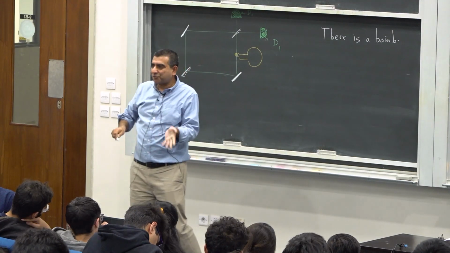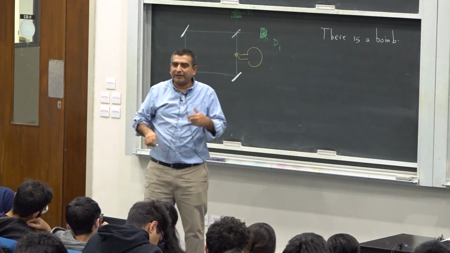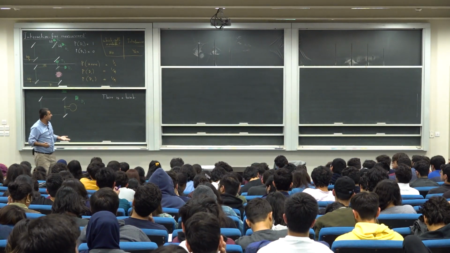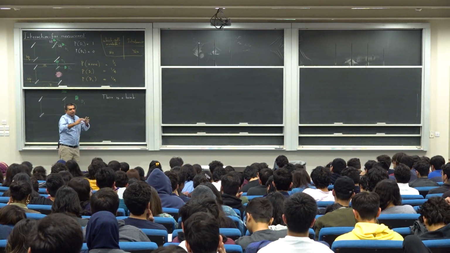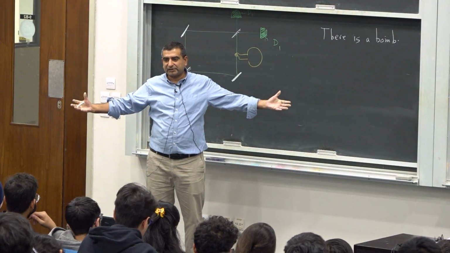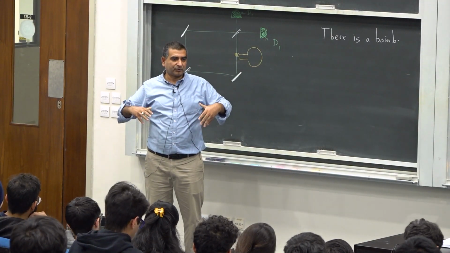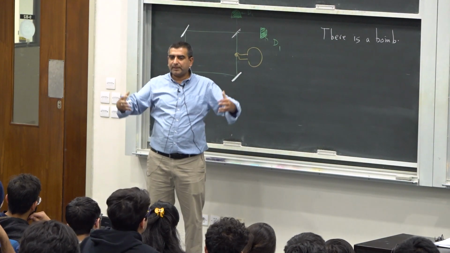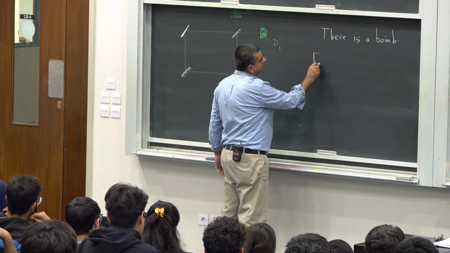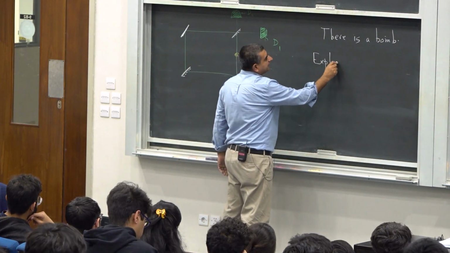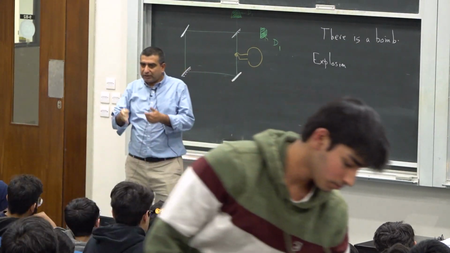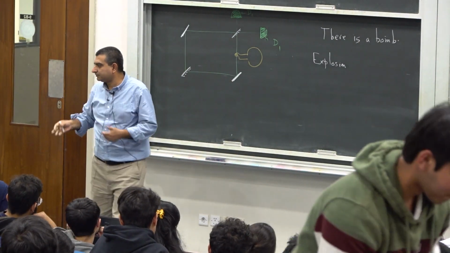I want to check whether it's good or bad, and I want to do it in an interaction-free kind of technique. So there is a bomb, and if the bomb absorbs a photon, it explodes, because it must be a good bomb if it absorbs a photon. A good bomb absorbs a photon and explodes. So an explosion means that the photon has been absorbed and it's a good bomb.